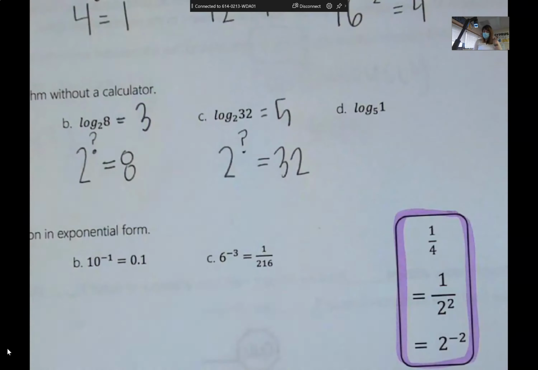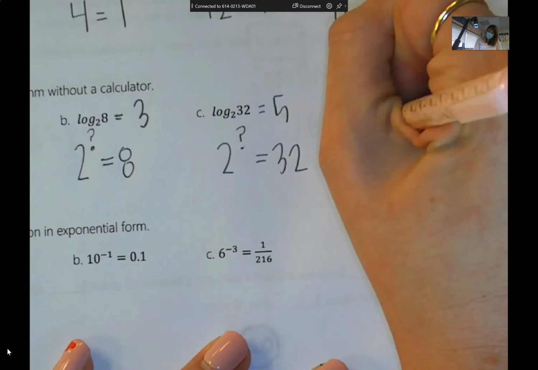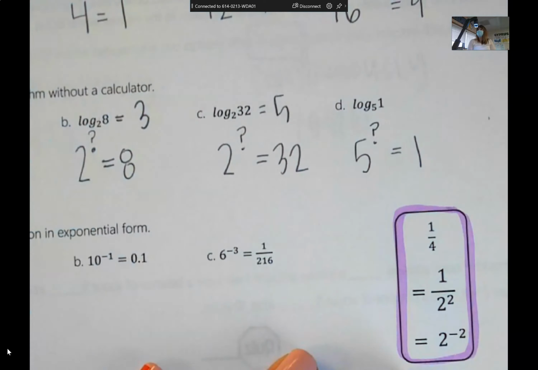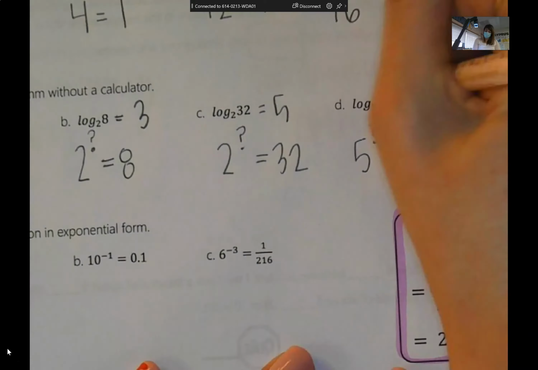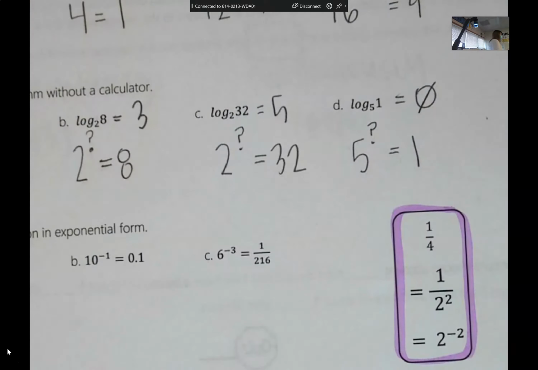Okay, then our last one is, what power do we raise 5 to get 1? 0. Remember, 0's that special exponent that turns the base into 1.